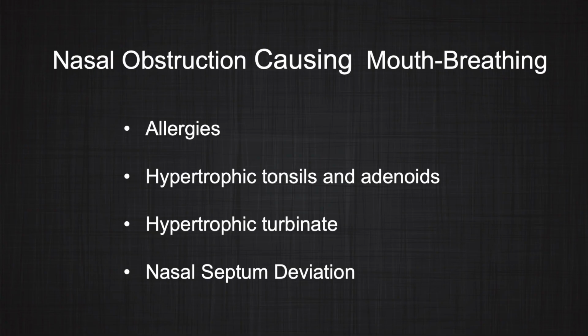As part of the Back to Clinic series, I'd like to present a very interesting case of a skeletal deformity caused by mouth breathing habit. Nasal obstruction can be caused by many factors. The most usual ones are allergy, hypertrophic tonsils, adenoids, nasal septal deviation, or hypertrophic turbinate, and many similar causes.